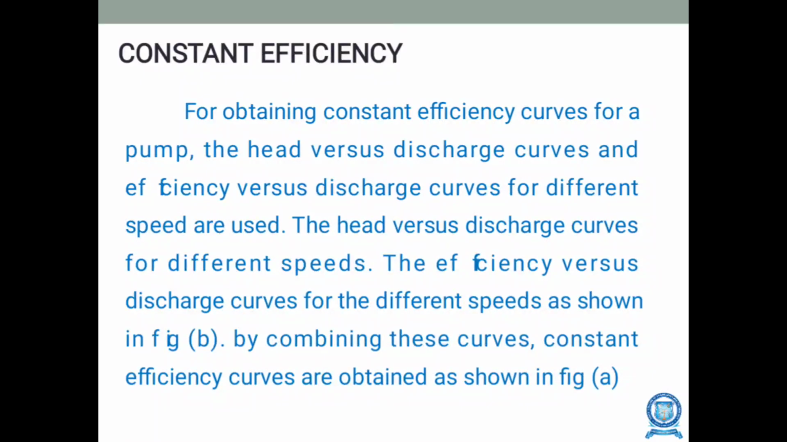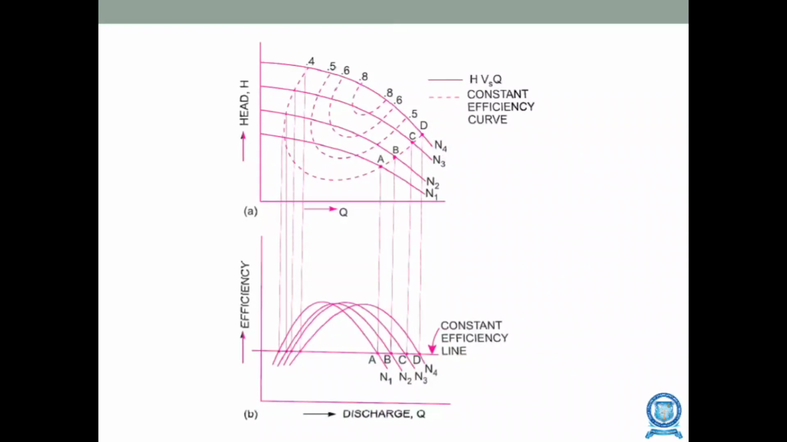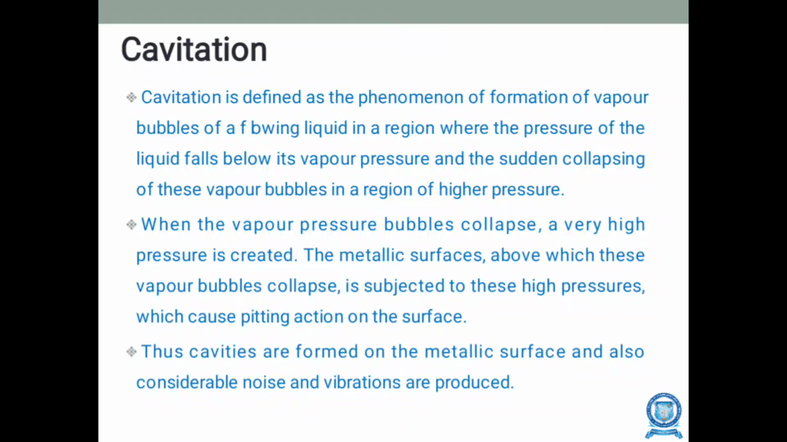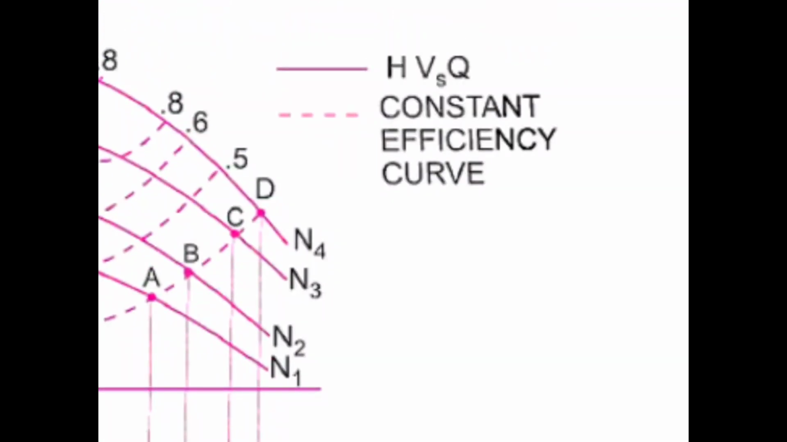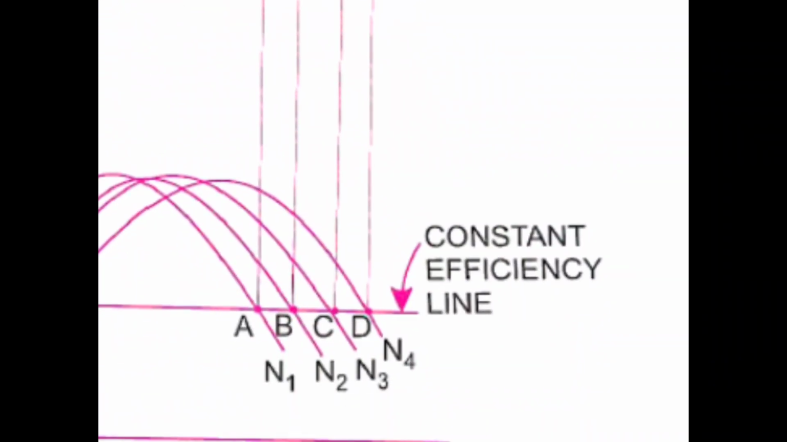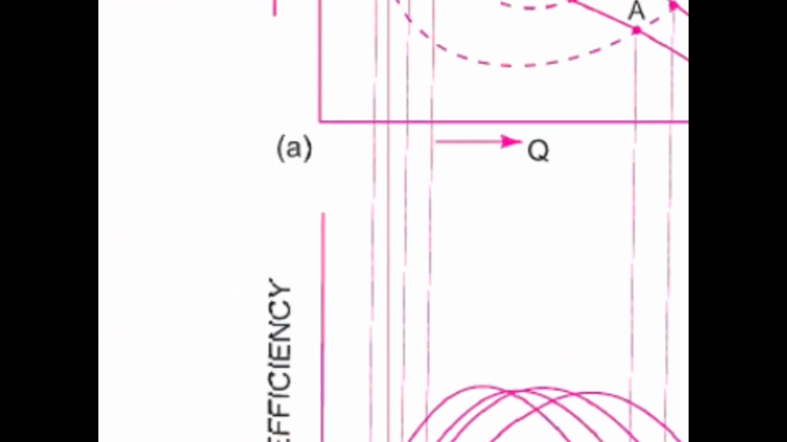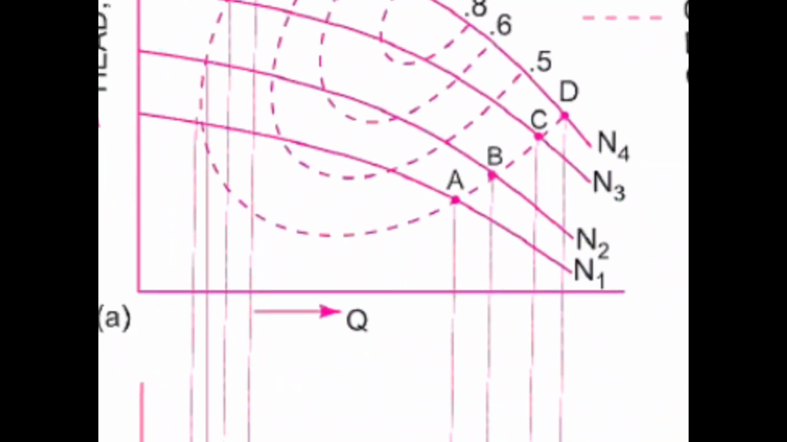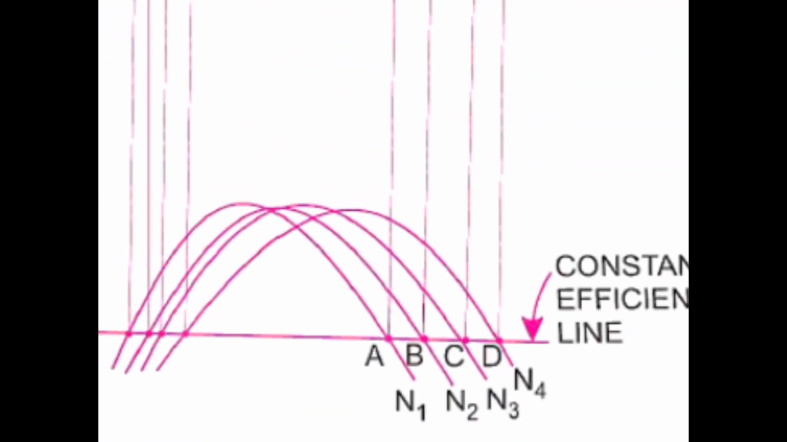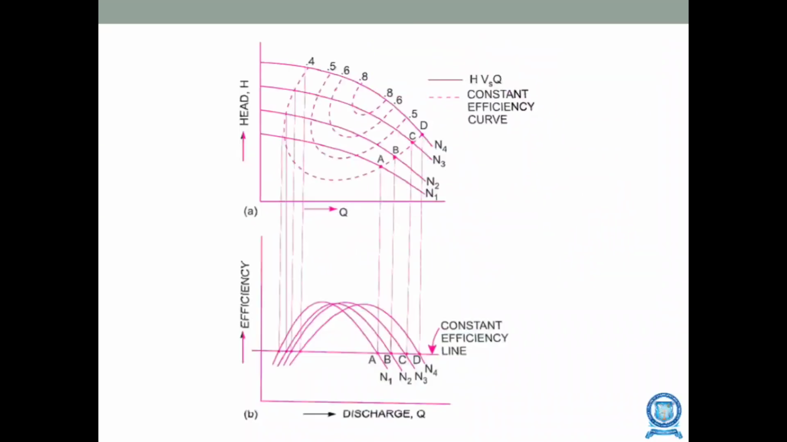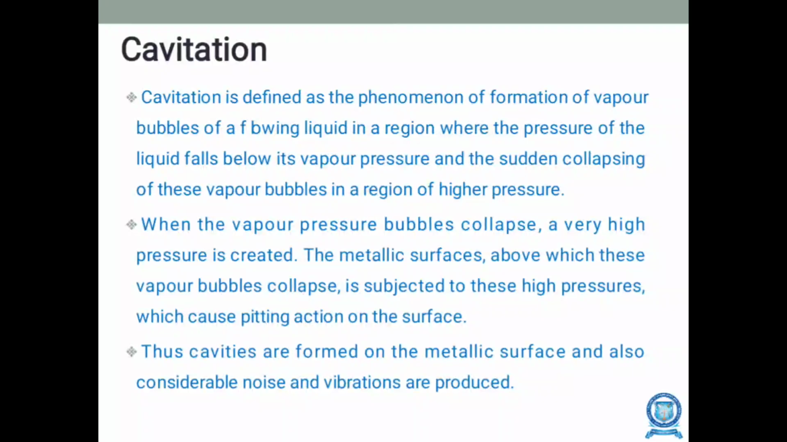And then secondly, the constant efficiency curve. We can see this here. The constant efficiency curve is plotted for constant efficiency lines. Here we have head on the y-axis and also discharge. We are drawing for various speeds, and then plotting similar vertical lines so that we get an efficiency discharge curve. And what is meant by cavitation?